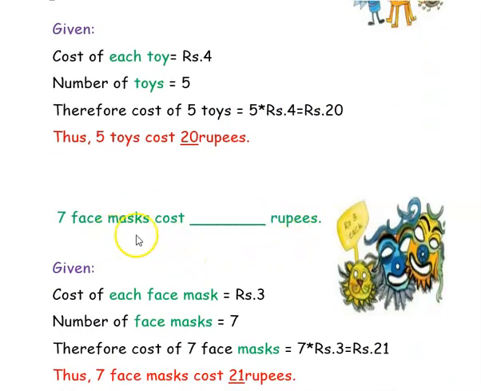Next is 7 face masks cost dash rupees. It's given each face mask costs rupees 3. So the cost of 1 face mask is rupees 3. So 7 face masks is 7 into rupees 3, that will be rupees 21. So the cost of 7 face masks is rupees 21. Hope you have understood how to find the numbers without actually adding or without actually counting. That's by using multiplication. So here we have done the learning of multiplication tables also. Thank you for watching the video.